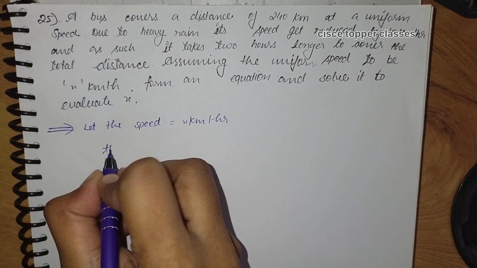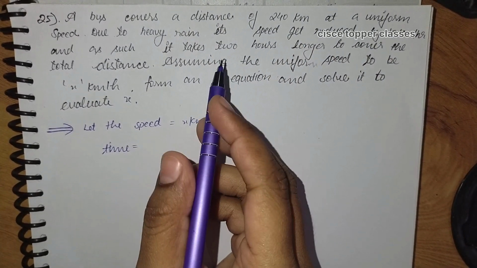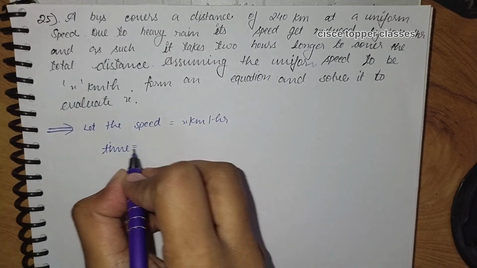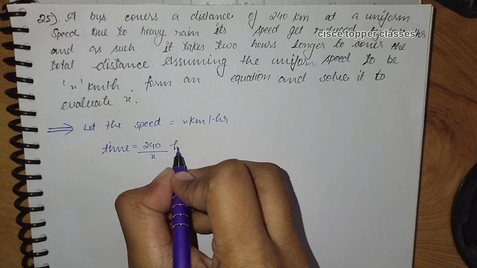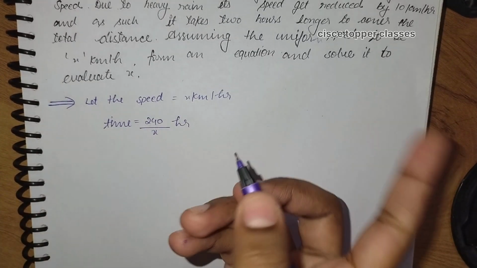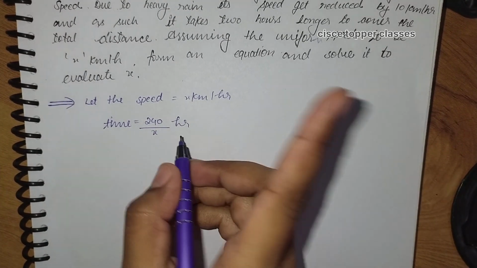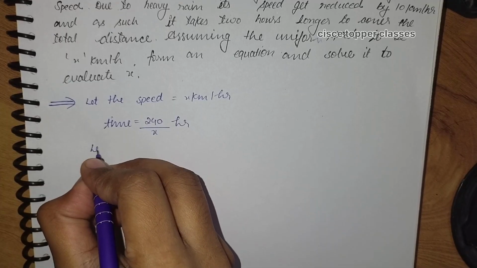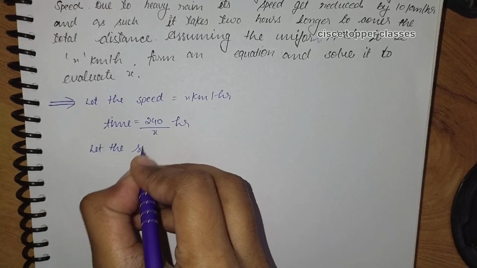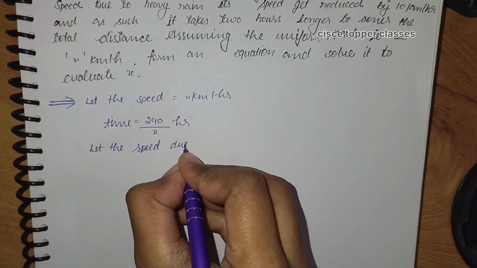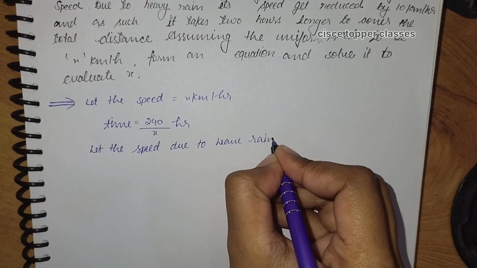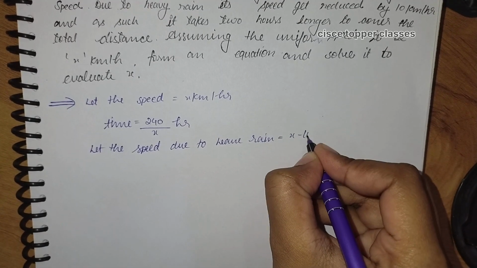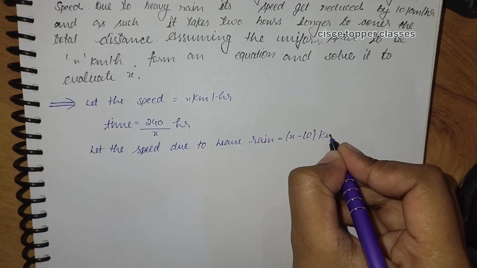So we can write from there the time first. When it doesn't rain, the time will be 240 upon x hour. So we can write now, due to heavy rain the speed gets reduced by 10 kilometers. Let the speed due to heavy rain, because it is given that it reduces by 10 kilometers, be x minus 10 kilometer per hour.